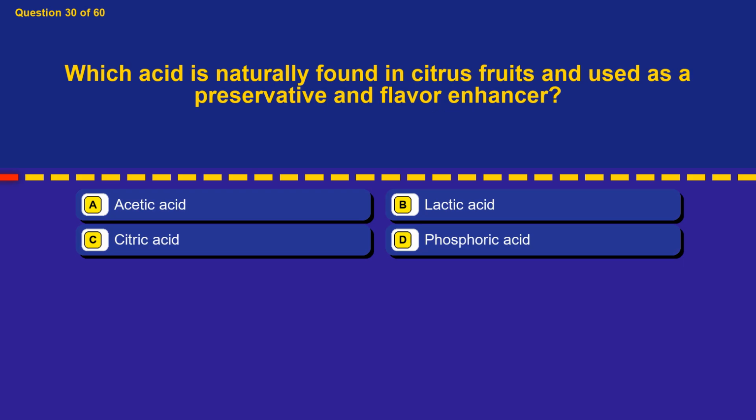Question 30. Which acid is naturally found in citrus fruits and used as a preservative and flavor enhancer? Option A, acetic acid. Option B, lactic acid. Option C, citric acid. Option D, phosphoric acid.